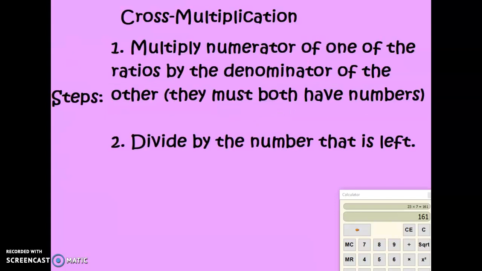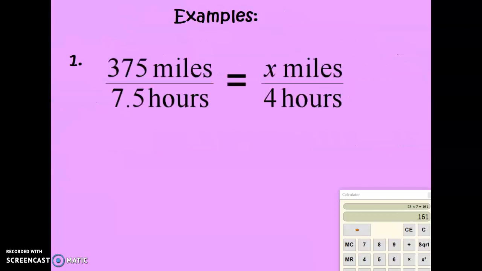Okay, so cross multiplication, we're going to use this method by multiplying the numerator of one of our ratios by the denominator of the other. You have to have numbers there for it to work. Once we've multiplied, then we take that answer and divide it by the number that's left in our problem. Okay, so let's talk about how we do that.